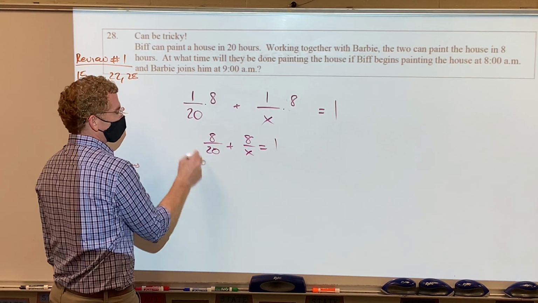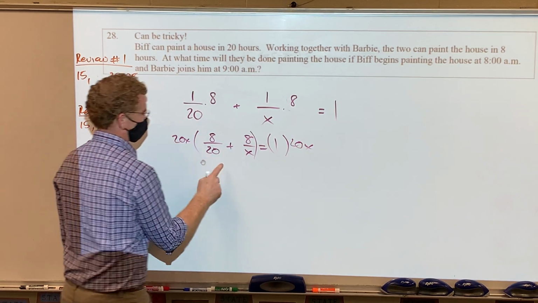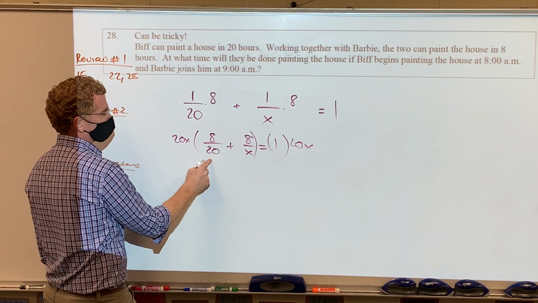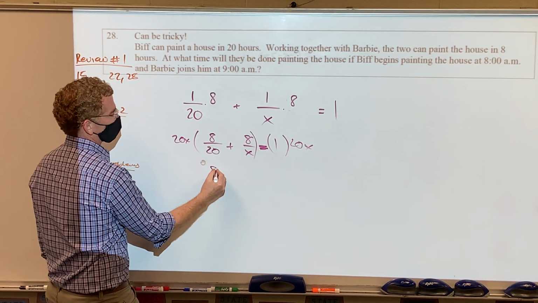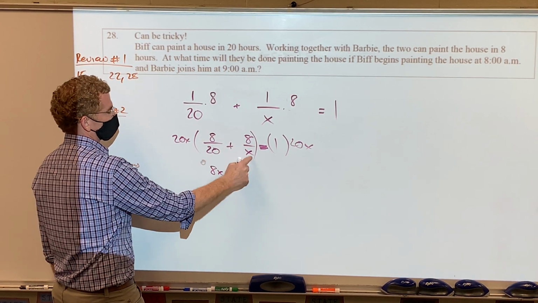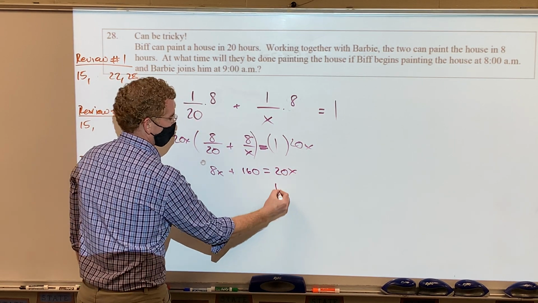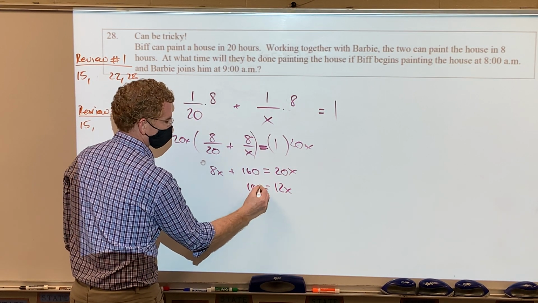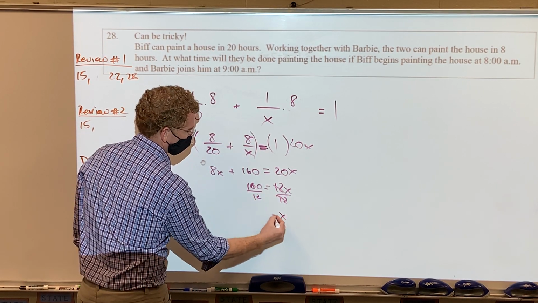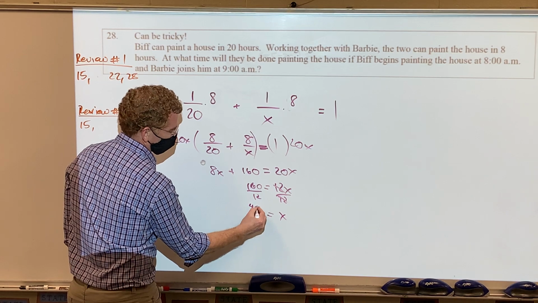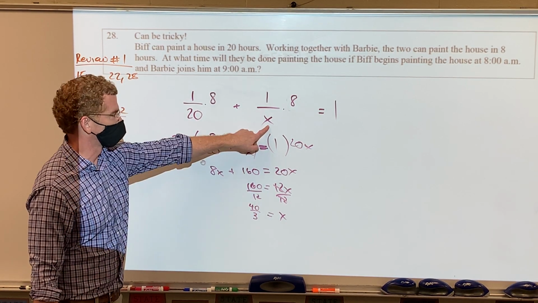So right here, if it were me, I would multiply by 20x. I think this is the way I did it. And when I distribute, because of the common denominator, and I can do that because it's an equation, I get 8x, distribute into there, plus 160 equals 20x, so 12x equals 160, and I am finding, what does that end up being, 40 thirds? So x is 40 thirds.